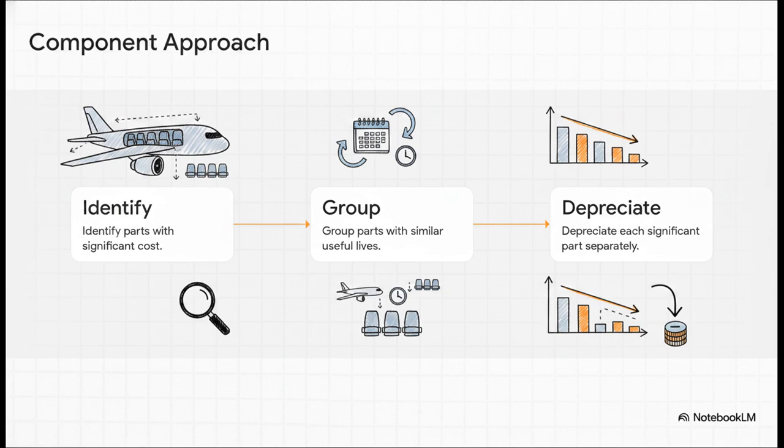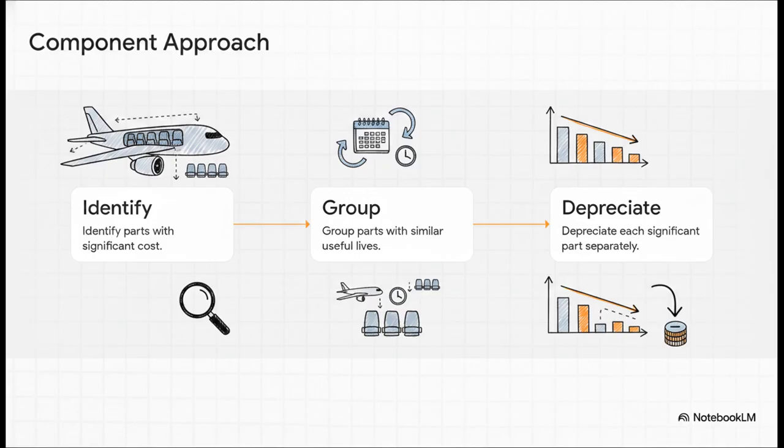To do this right, IAS 16 requires this brilliantly logical method called the component approach. You don't just depreciate the airplane as one giant single block. You break it down. You identify parts that have a significant cost and different useful lives, and you depreciate them completely separately. Think about it.